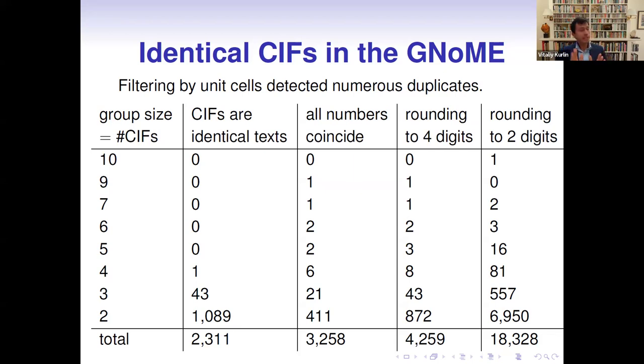Now, if we forget about chemistry, if we look only at numbers in these files, so unit cell parameters and fractional coordinates, then we find many more duplicates. So these are duplicates found looking only at numbers. If you start rounding the numbers, say up to four decimal places, which is still in angstroms, so numbers coincide up to four decimal places, more duplicates. Up to two decimal places, even more duplicates. So many thousands of these reported simulated predicted crystals in the GNOME database are really near duplicates.